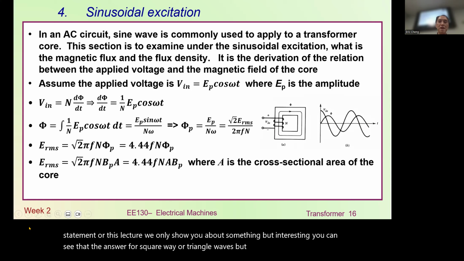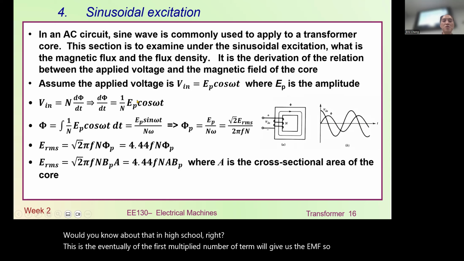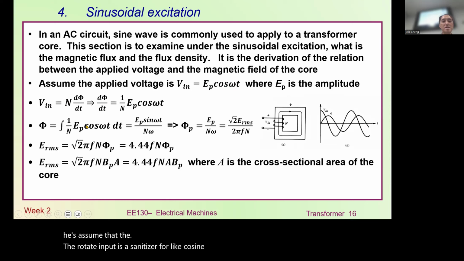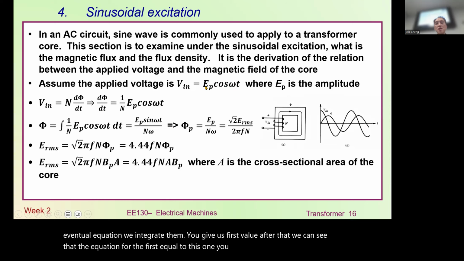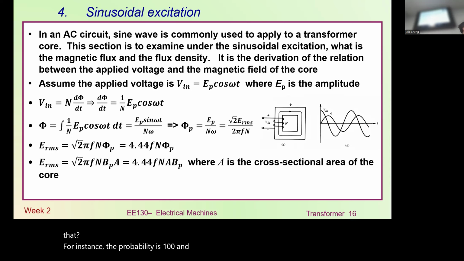But anyway, the basic definition is Faraday's law, which I think everybody knows from high school, right? The differential of the flux multiplied by the number of turns gives us the EMF. So if I assume that the voltage input is a sinusoidal waveform like cosine omega t in here, and then we integrate this differential equation, it gives us the flux value. After that, we can see that the equation for the flux equals this one. You see, the input voltage, EP, is the peak voltage or the amplitude of the voltage. And then the EP I convert into RMS voltage, because usually for voltage we use RMS voltage. We seldom use peak voltage. Why is that? Because, for instance, the power voltage here, say 120, is RMS voltage.